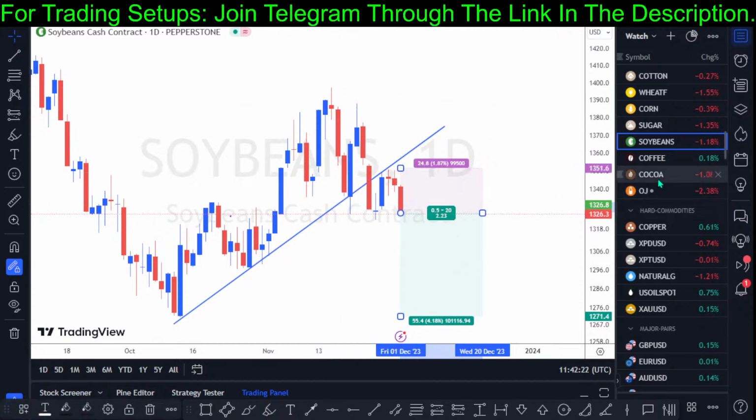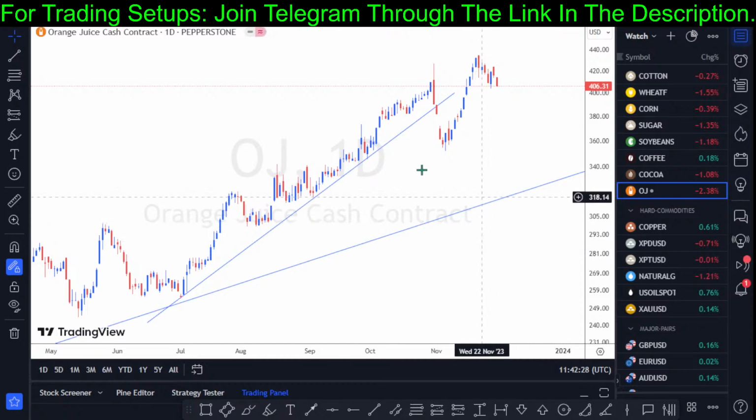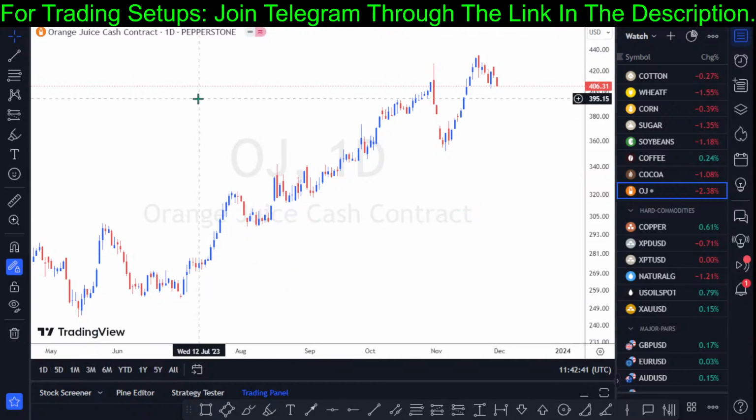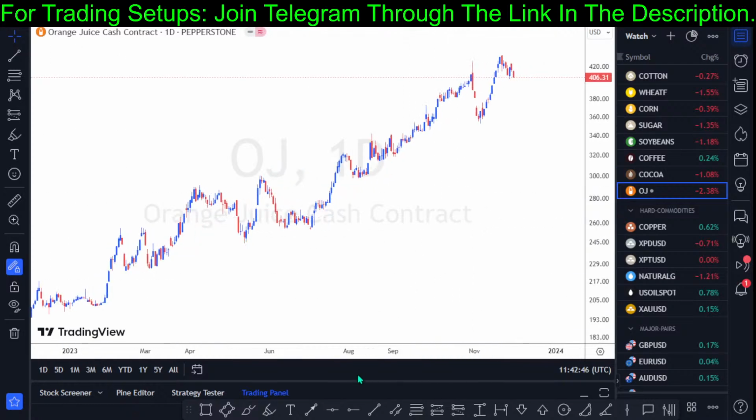And the next right here is I have the orange juice. So based on the orange juice, I can see a potential switch of market structure. So this is for those of you who trade the commodity market. So let's zoom in. I'm going to clear off all these trends right here. So let's zoom in on the day chart. So based on the day chart, this is what I have.